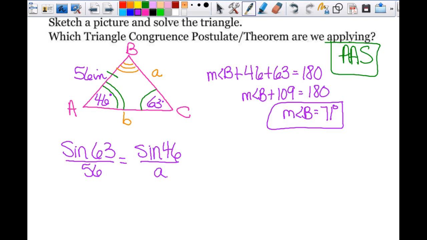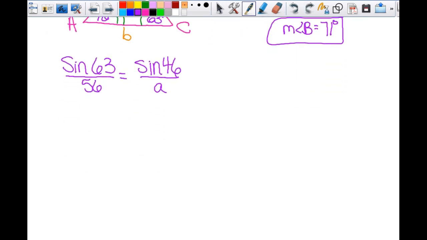And again, process. Even at this point, I know you know how to cross multiply, right? So we're going to cross multiply and then divide by this, yes? But you need to at least write that down. A equals, you cross multiply 56 times the sine of 46 and divide it by the sine of 63.